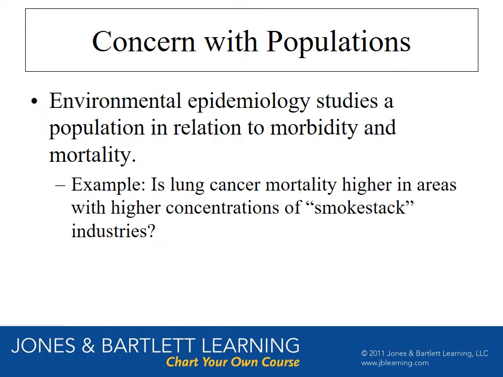Environmental epidemiology typically uses a population and examines either illness or death with respect to an environmental exposure. In this case, we might think about two components, the exposure and the outcome. The example of is lung cancer mortality higher in areas with higher concentrations of what we consider smokestack industries is a question for environmental epidemiology. In this case, the outcome is lung cancer, and the exposure is industries that put pollutants into the air through smokestacks.